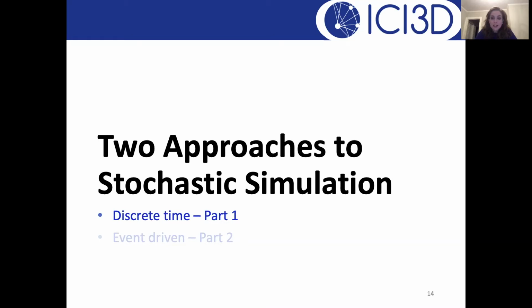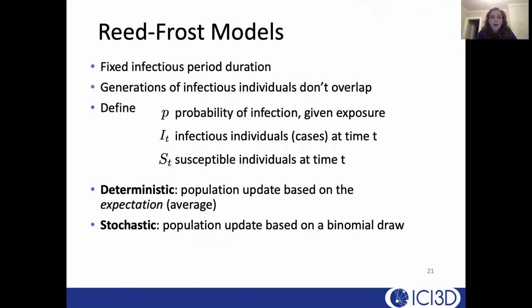So before we get into the stochastic simulation bit, let's review Reed-Frost models in general. These models have a fixed infectious period duration, meaning that generations of infectious individuals don't overlap. So if an individual is infectious in one time step, in the next time step, they'll be recovered.